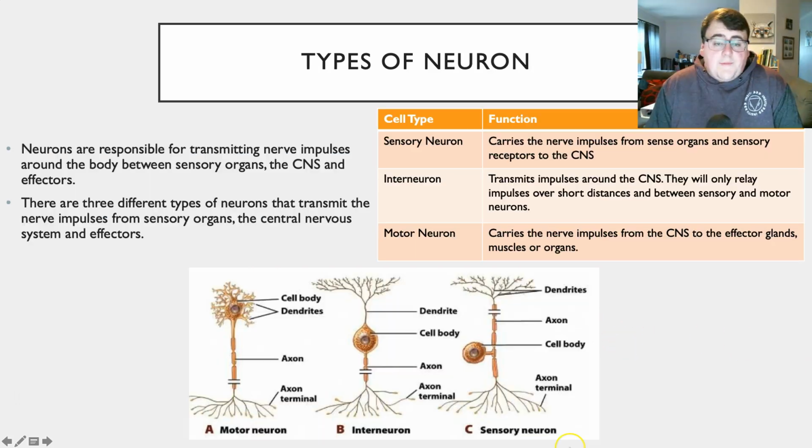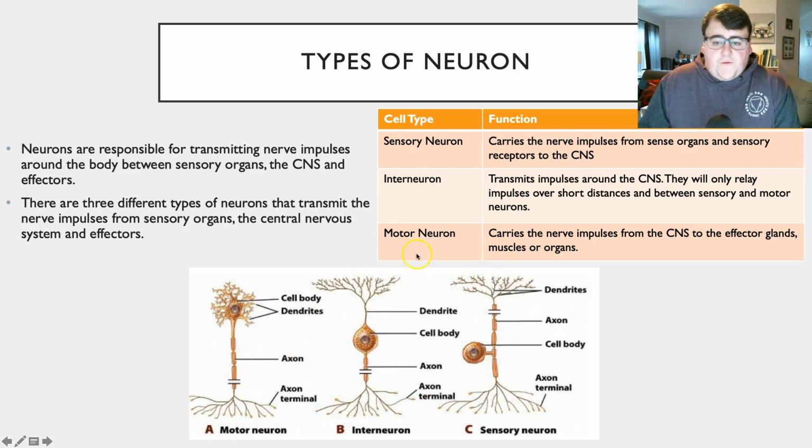There are 3 different types of neuron that you need to know about. The whole point of a neuron, which is just a nerve cell, is that it's responsible for transmitting nerve impulses around the body between the sensory organs, central nervous system, and the effectors. We have a sensory neuron, which is C here, an interneuron, B here, and a motor neuron over here.